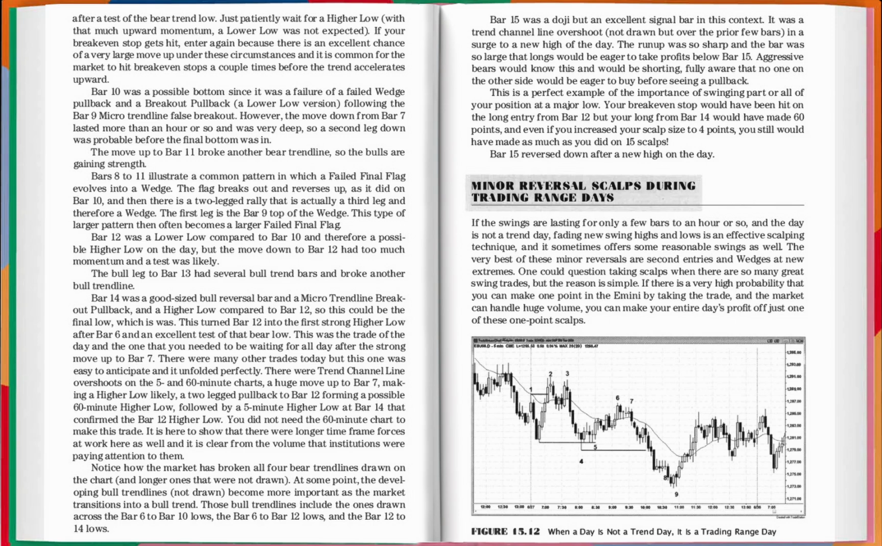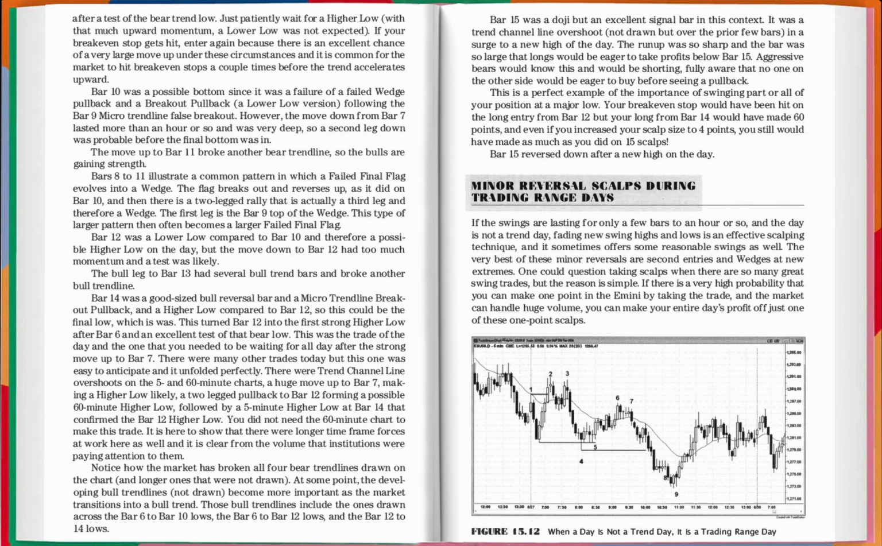Notice how the market has broken all 4 bear trend lines drawn on the chart and longer ones that were not drawn. At some point, the developing bull trend lines not drawn become more important as the market transitions into a bull trend. Those bull trend lines include the ones drawn across the bar 6 to bar 10 lows, the bar 6 to bar 12 lows, and the bar 12 to 14 lows.